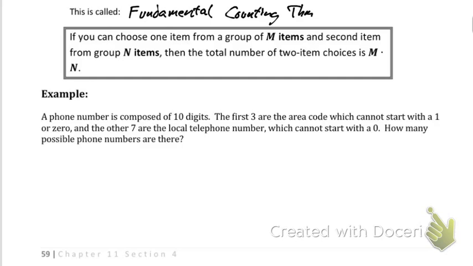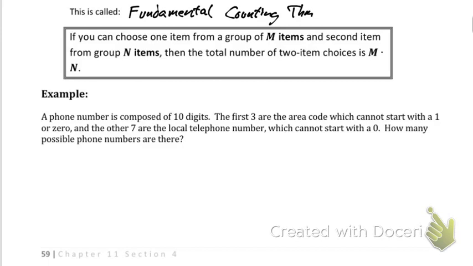You all mostly have a phone that has a number attached to it, otherwise it's just a brick. So you have a phone number composed of 10 digits, not including your US code of 1. The first 3 numbers are known as your area code. Your area code cannot start with a 1 or a 0. That is true. Then your other 7 numbers are called your local telephone number. Those can also not start with a 0. You can have zeros in it, but you can't have it start with a 0. These are all real rules with phone numbers. Then it says how many possible phone numbers are there actually.